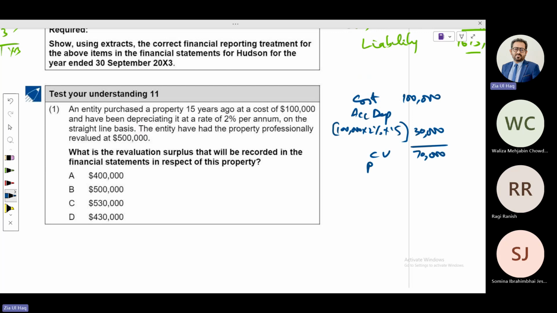What is the revalued amount? That is 500,000. So what is the revaluation surplus? 430,000. Option D. Is that fine? Okay.